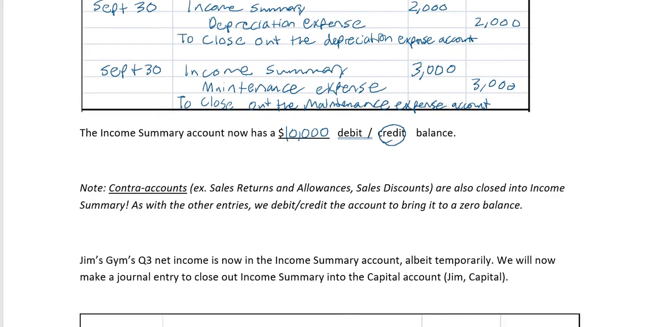Jim's Q3 net income is now in the income summary account, albeit temporarily. We will now make a journal entry to close out income summary into the capital account, which is called Jim, Capital. So I'll let you have a crack at this. We will cover this in the next video.